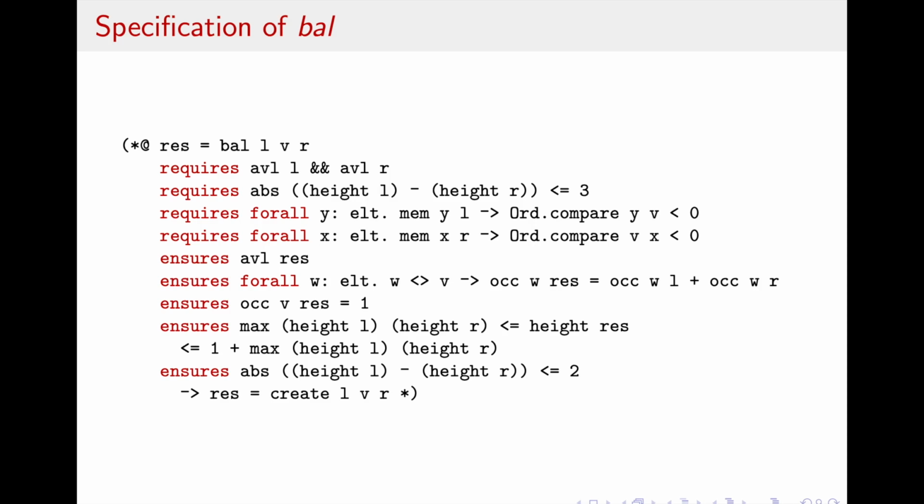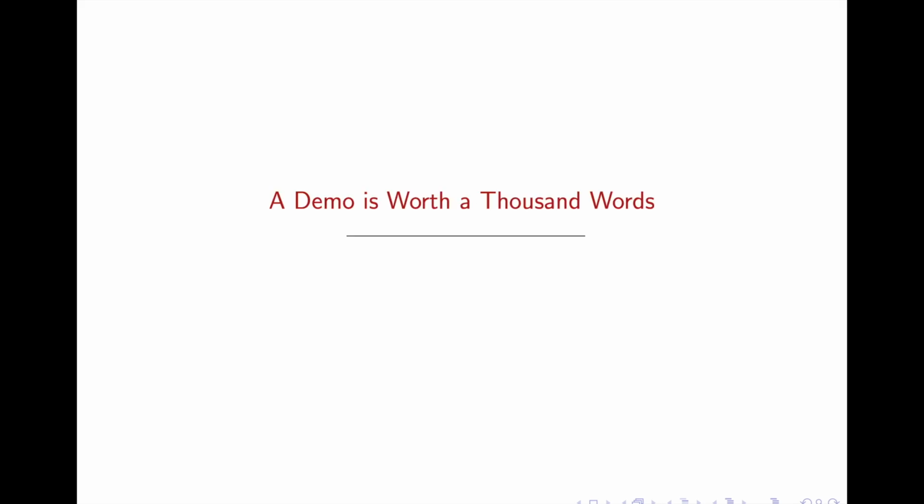We also ensure that the resulting tree differs in height from the maximum height of L and R by at most 1, we also ensure that if L and R do not differ in height by more than 2, then the resulting tree will be the same as a call to the create function, which performs no step of rebalancing, effectively ensuring that the rebalancing step is really only done when needed. And because we believe a demo is worth 1,000 words, we will now showcase the verification of a function that uses bal.